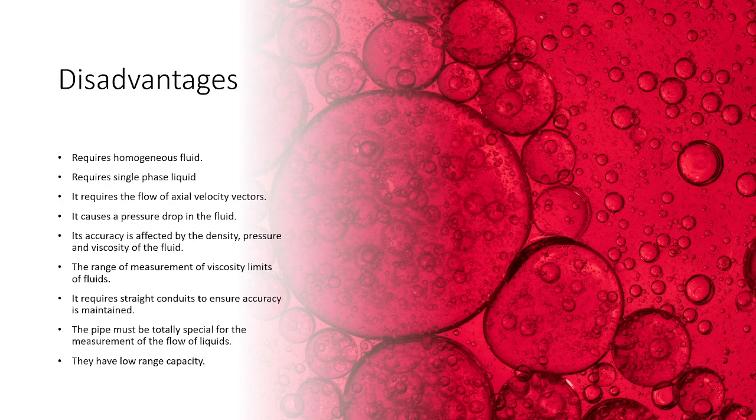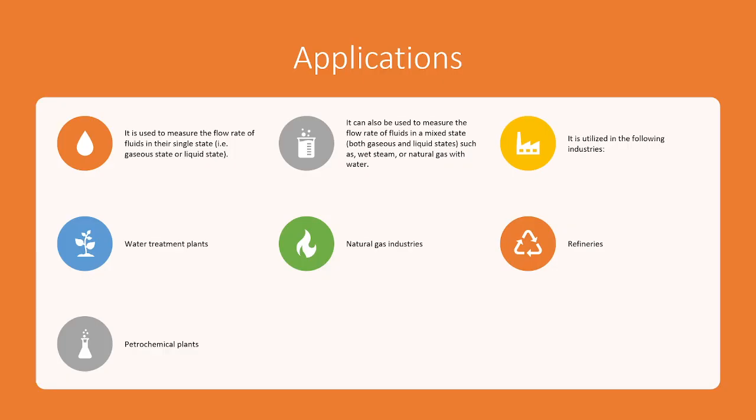Disadvantages: it requires a homogeneous fluid, requires a single phase liquid, requires the flow of axial velocity vectors. It causes a pressure drop in the fluid. Its accuracy is affected by the density, pressure, and viscosity of the fluid. The range of measurement of viscosity of fluids is limited. It requires straight conduits to ensure accuracy is maintained. The pipe must be totally special for the measurement of the flow of liquids. They have low range capacity.